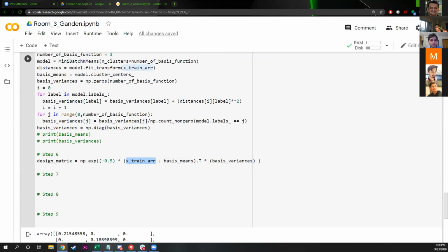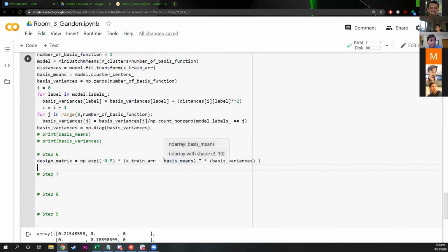Can you repeat that statement? I asked you that the number of basis functions, if you see carefully in step 5, is 3. So you have to convert your original input data set. How many features do you have? 10, 11, whatever. Let's say you have x1 to x10. You have 10 features. You're converting those 10 features to three features, using 3 basis functions.